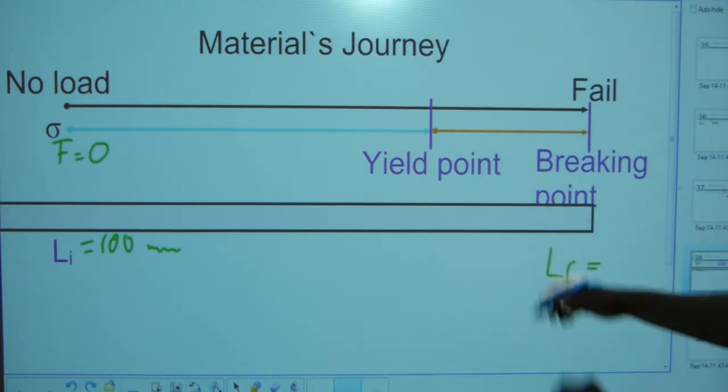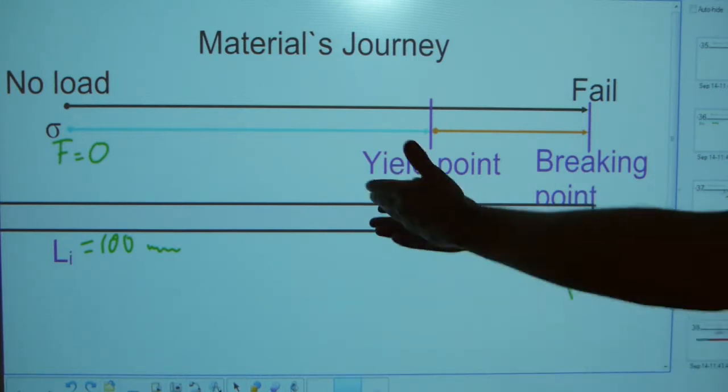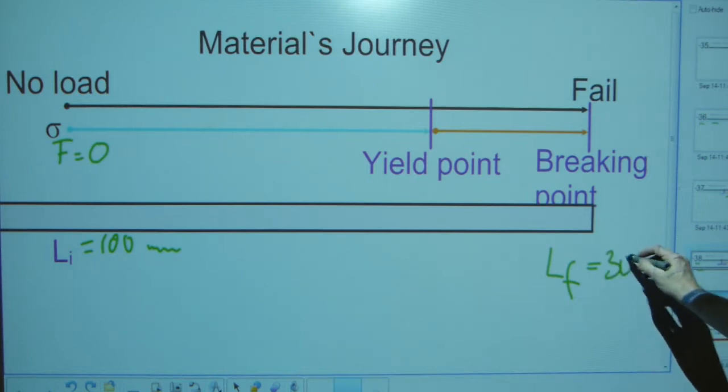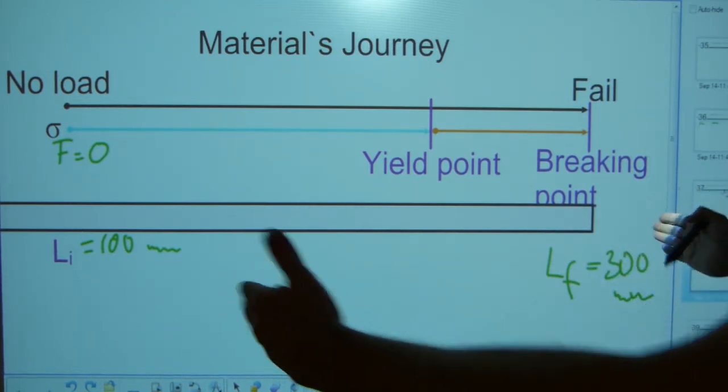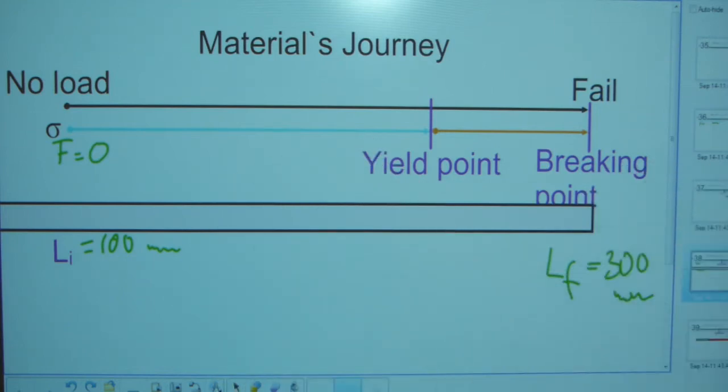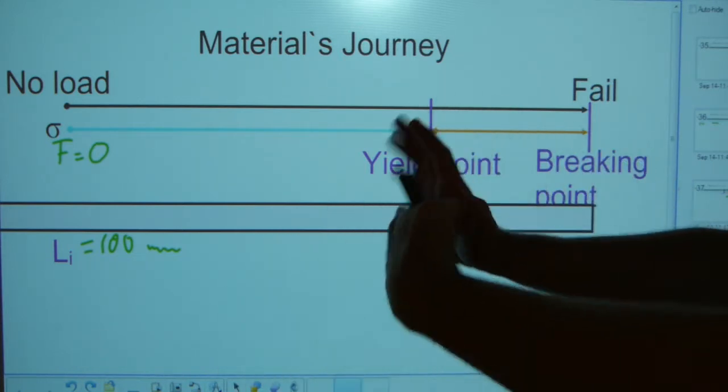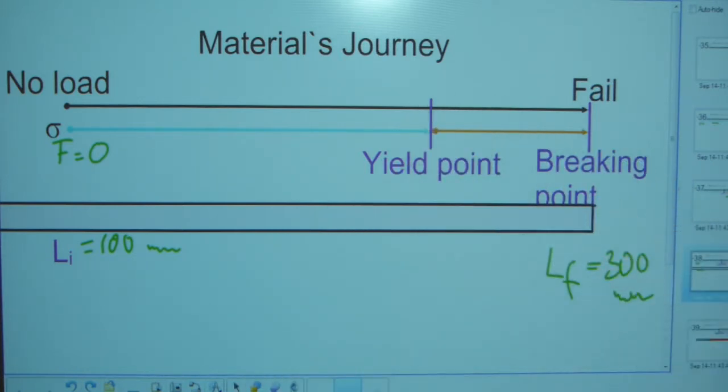Maybe this eraser or this rectangle, maybe it was 100 millimeters long and now it's 300 millimeters long. So when it breaks, you put the two pieces together and measure it, and it's 300 millimeters. If it's being crushed and getting shortened, you still have a final length. You measure it, whatever it is, you can measure it.